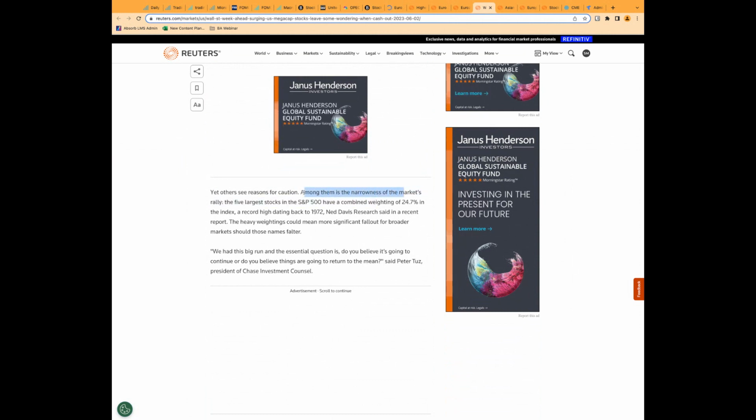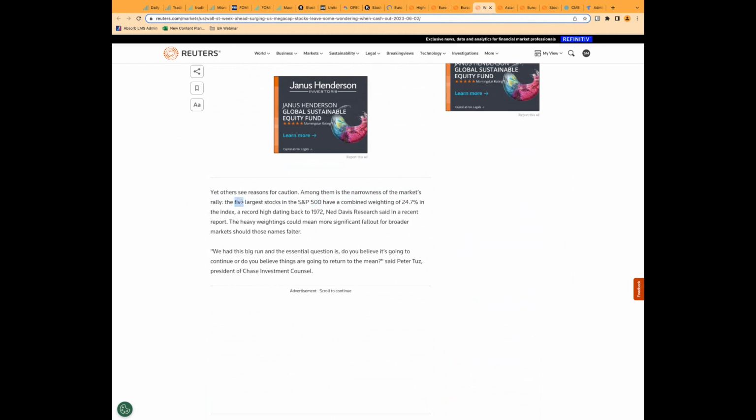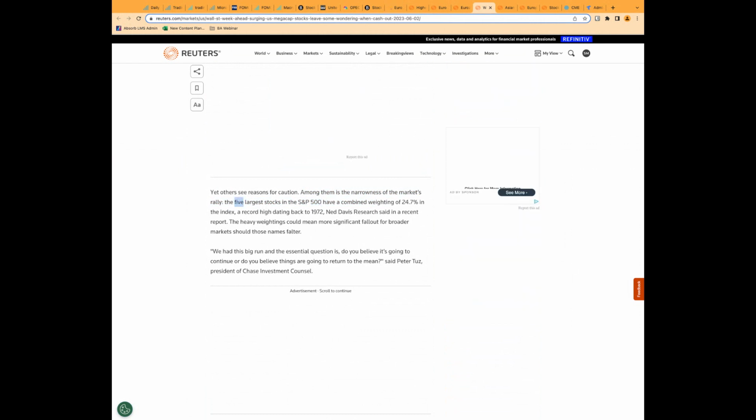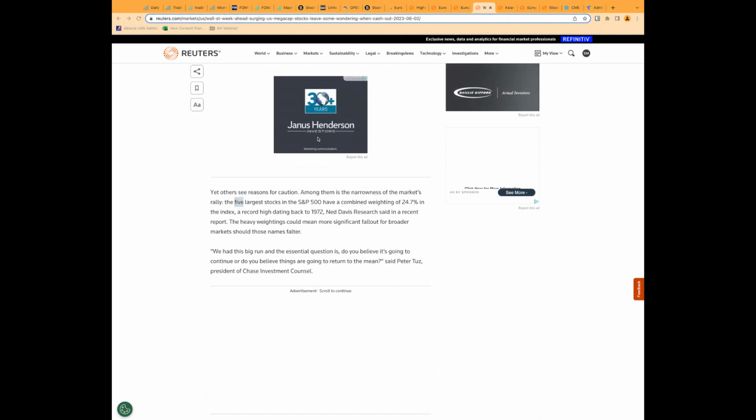Among them is the narrowness of the market's rally. The 5 largest stocks in the S&P. Remember the S&P 500 is not just a clever name. The 500 is 500 stocks. Just the top 5 in here. So the likes of your Amazons, Apples, Googles, right? All of those are driving the market higher.